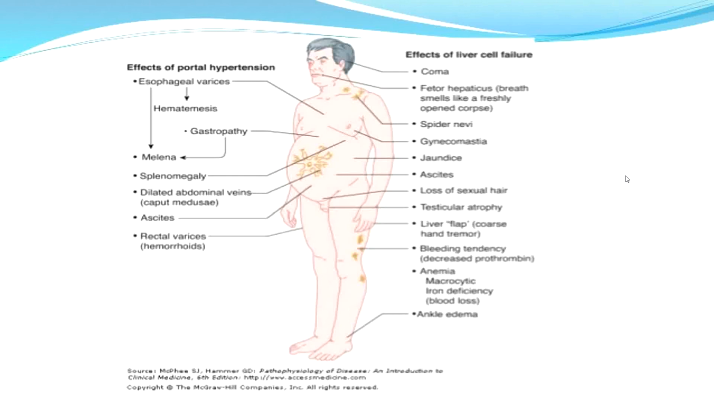You start examining the patient from head to toes, and you will find all of them present together in different patients. There are signs of portal hypertension like esophageal varices, causing hematemesis. They cause portal gastropathy. They might present as melena, splenomegaly because of back pressure, dilated veins in the anterior abdominal wall labeled as caput medusae, ascites, and hemorrhoids because of the varicose veins in the rectal area.